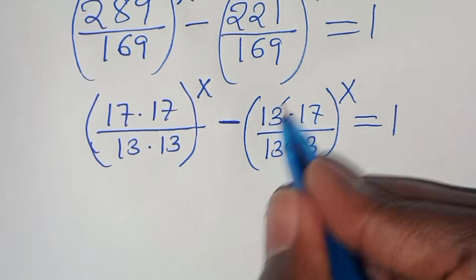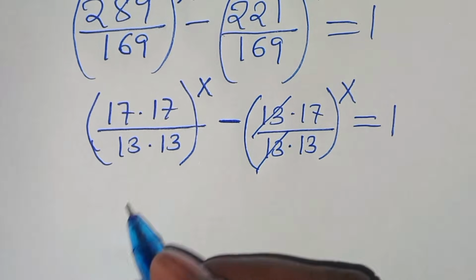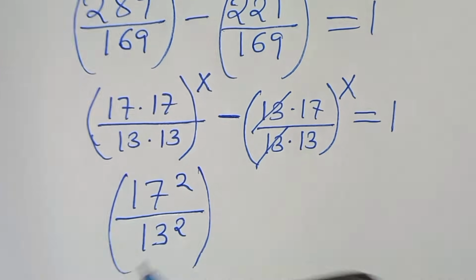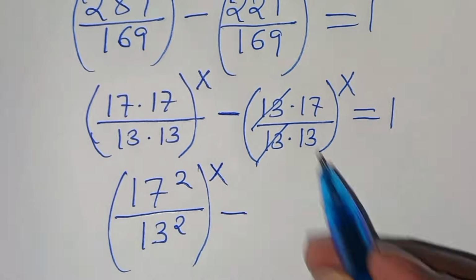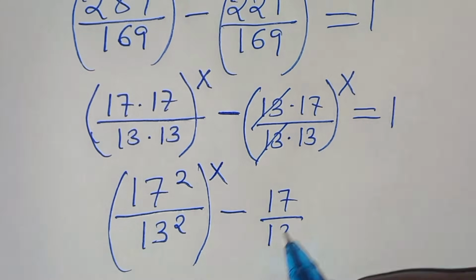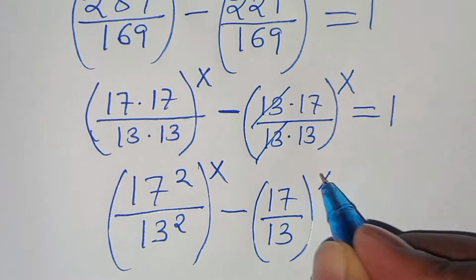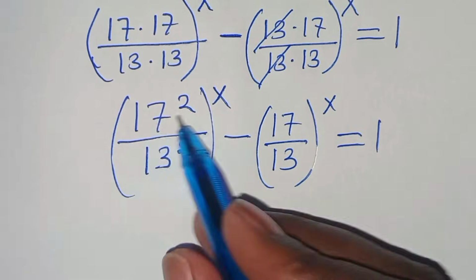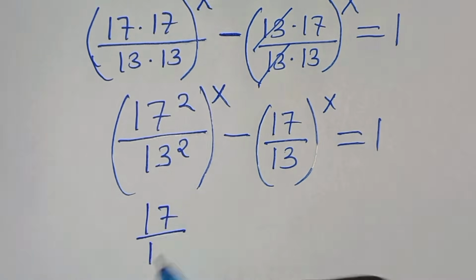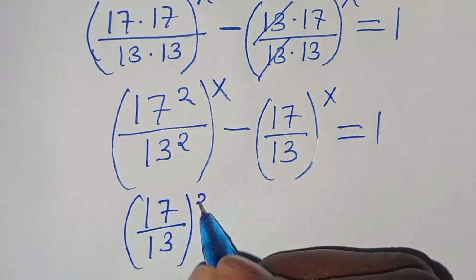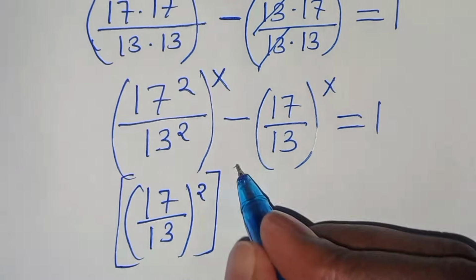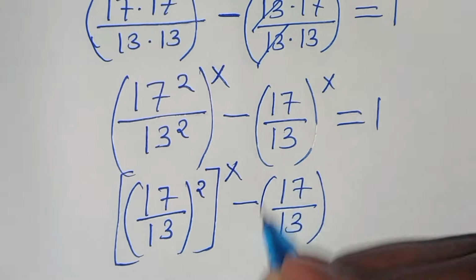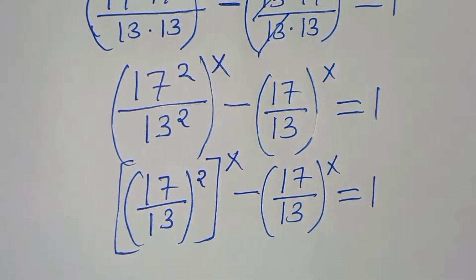Now we can simplify 13 and 13 here. Here we have 17 to the power of 2 divided by 13 to the power of 2 raised to the power of x, minus, here we have 17 over 13 raised to the power of x. This is equal to 1. So we can express this as 17 over 13 raised to the power of 2, then raised to the power of x, minus 17 over 13 raised to the power of x. This is equal to 1.